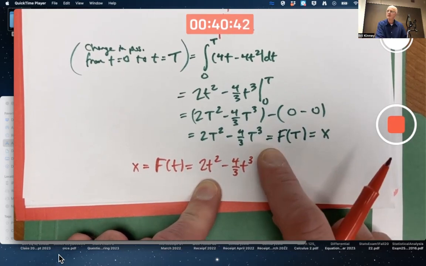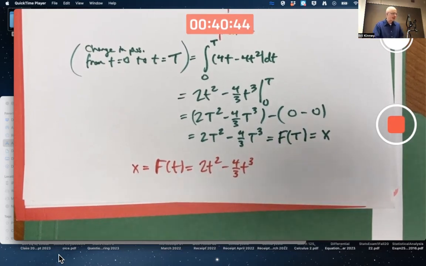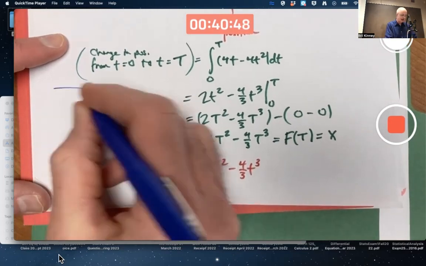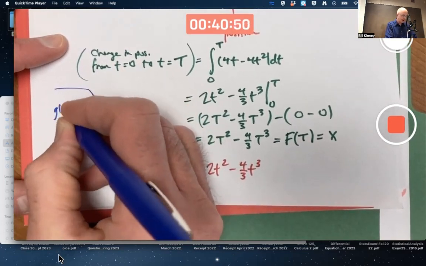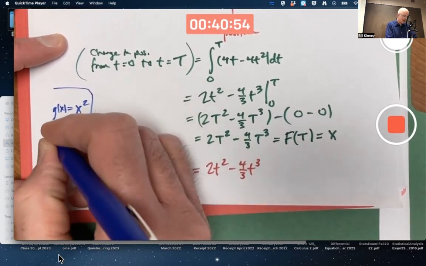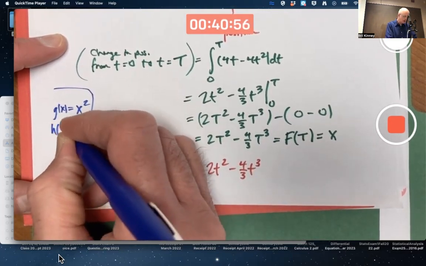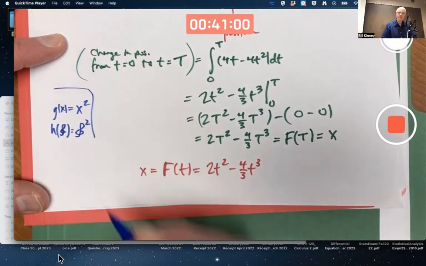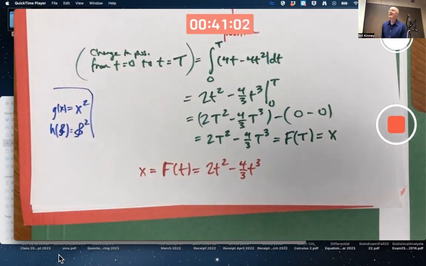It's the same formula. For emphasis, I like doing something like this. This is a side comment. The function g of x equals x squared, and the function h of treble clef equals treble clef squared are the exact same functions. Yes, I'm treating treble clef as a variable. I like making treble clef symbols. They're pretty.